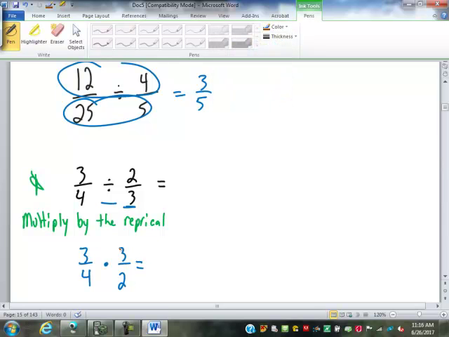So now 3 times 3 is 9. 4 times 2 is 8, and of course that's improper, so we can make it 1 1/8, right? Where does that come from? Why can we multiply by the reciprocal? Well, you may have had teachers in the past go through and show you, well, see if I multiply by 2, or if I divide by 2 or multiply by 1/2, it's the same. Multiply by 1/4, divide by 4, I get the same thing.